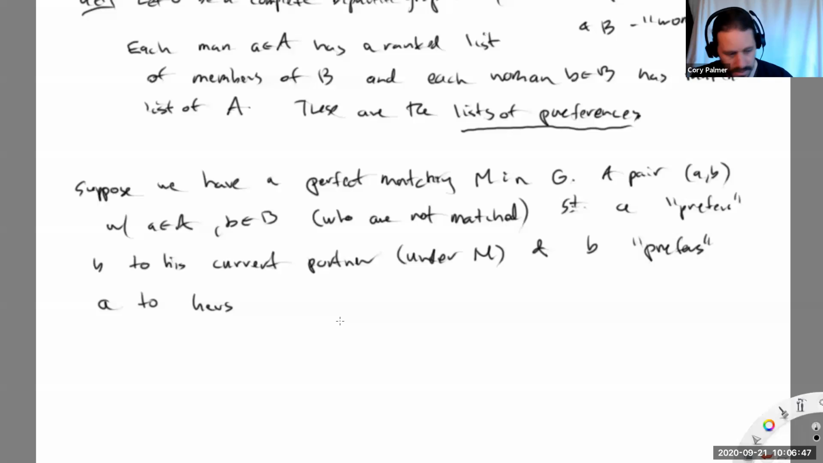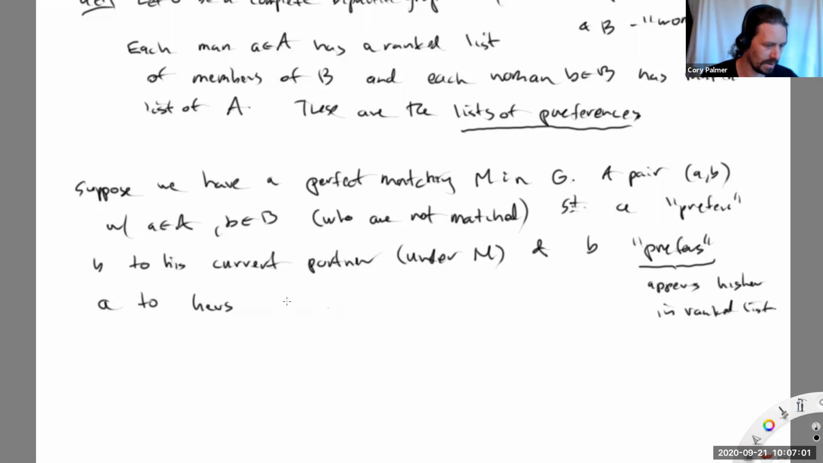Okay, and remember, so what is prefers? This means that A appears higher in the ranked list, right? They each have that list of preferences. Okay, so yeah, this pair is an unstable pair. Right? I think you know why. Right? This is not a good situation.